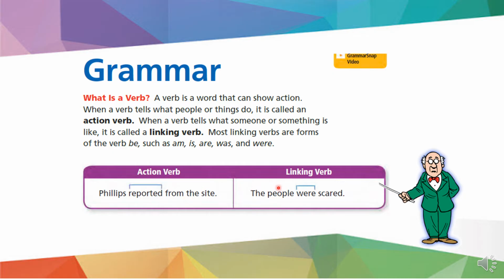Now let's go to an example of a linking verb. The people were scared. So in this particular example, your linking verb is were. And you are connecting two ideas or two units of a sentence, the subject with the adjective, using this linking verb were, which is a form of be. Okay, so linking verbs are used to connect the subject and the predicate to each other.